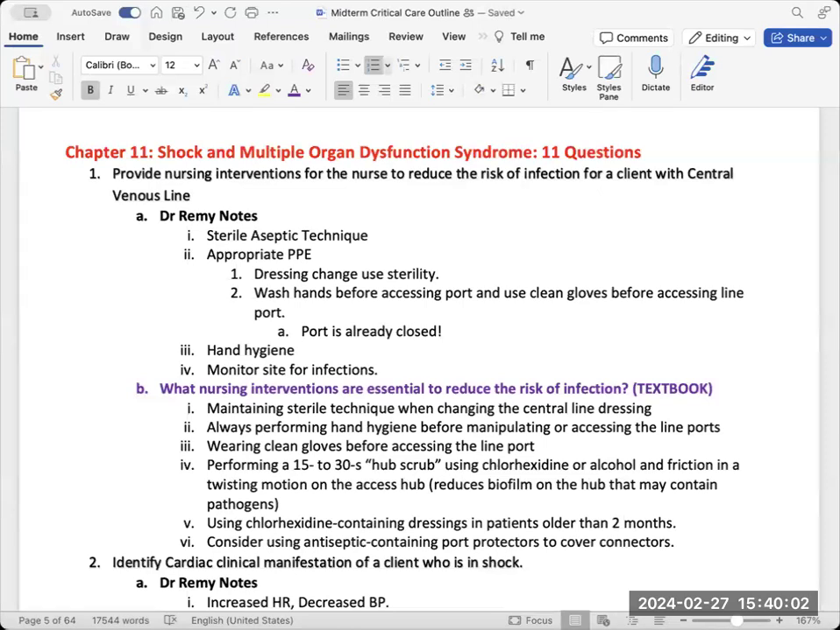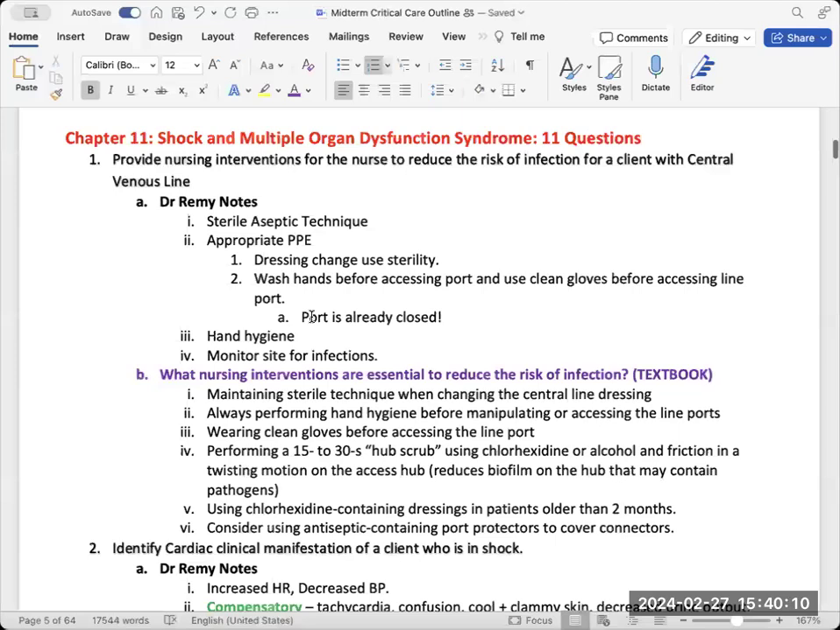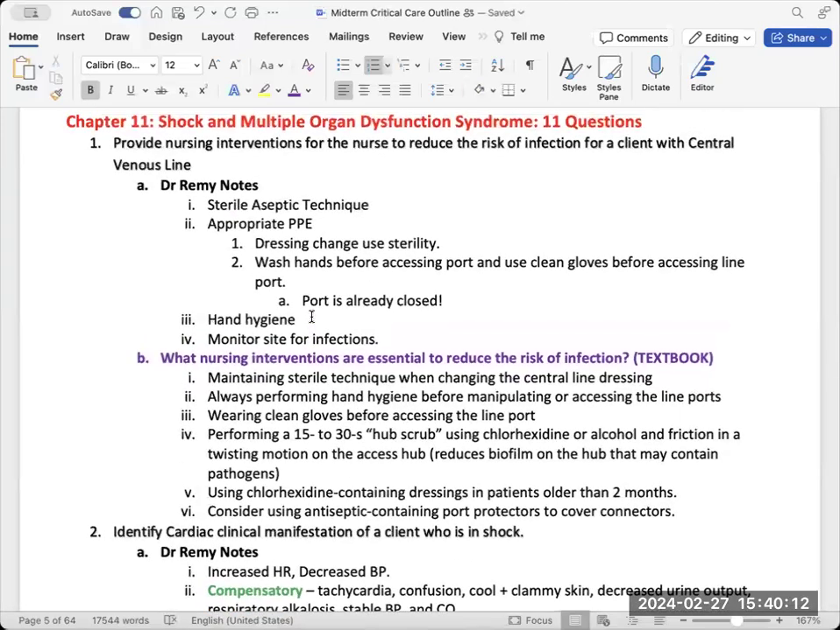What are some interventions that we could do to reduce infection for a client with a central venous line? Well, the first thing that I want to point out is I went to the textbook and I found somewhere it said, what are the nursing interventions that are essential to reduce the risk of infection? So it said one, maintaining sterile technique when changing the central dressing line. That's exactly what Dr. Remy said, right?